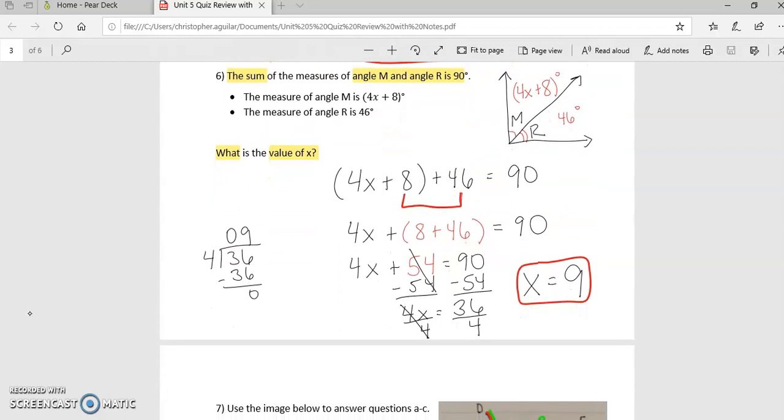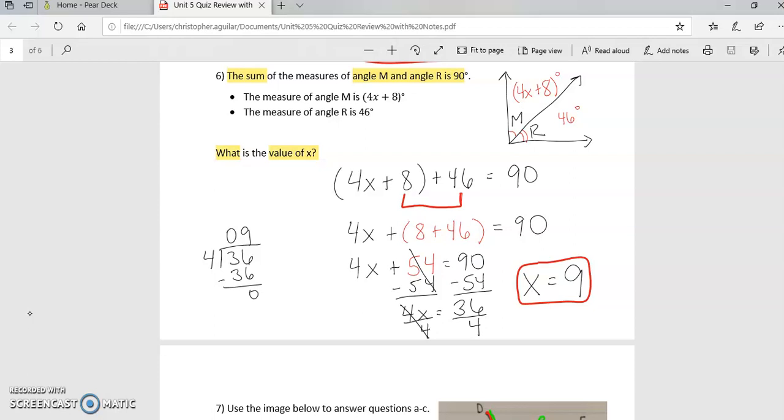Okay, number 6. The sum of the measures of angle M and angle R is 90 degrees. It says the measure of angle M is 4x plus 8 degrees. The measure of angle R is 46 degrees. So they want to know what is the value of x. Now because they add up to 90, I know that that's a right angle. Like they're adding, both of these are adding up to a right angle. Angle M is 4x plus 8, angle R is 46. So when I want to solve for the value of x, I say, okay, 4x plus 8, and then adding the extra 46 is going to give me 90 in total.